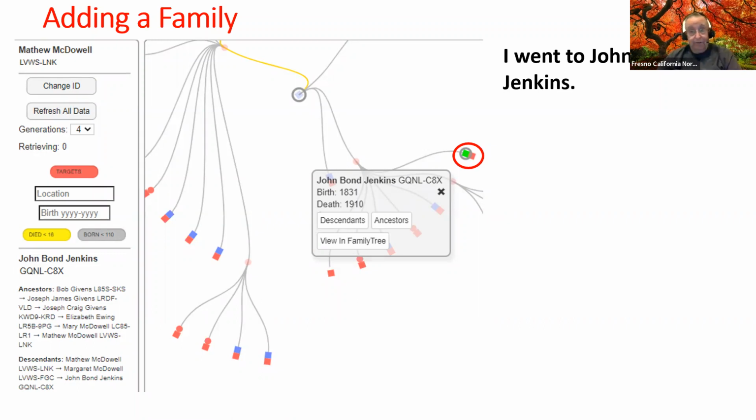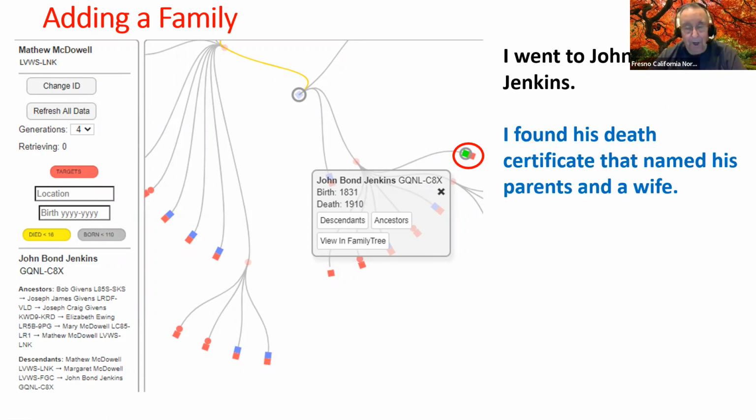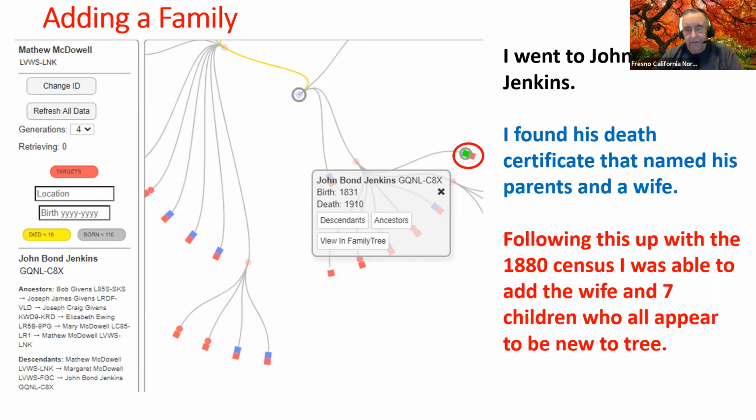But I picked John because it showed no descendants, and it showed that he was born in 1831 and died in 1910. So he lived a nice long life. And so I went looking and I found a death certificate. I won't go through the details on these, but I found a death certificate that named his parents. So I knew it really was the right guy. And it named a wife, and there was no wife in Tree. So I said, okay, he's born in 1831, he'd be 49 in 1880. So let's go look at the 1880 census.